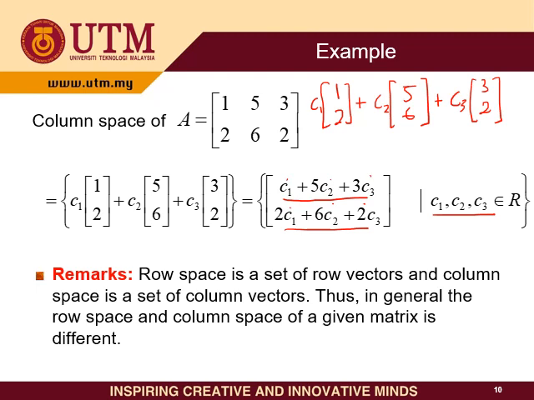Okay, row space is actually a set of row vectors, and column space is a set of column vectors. In general, the row space and column space of a given matrix are different, based on what matrix is given to you.